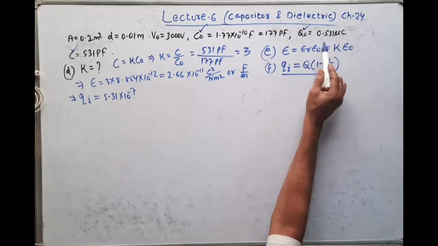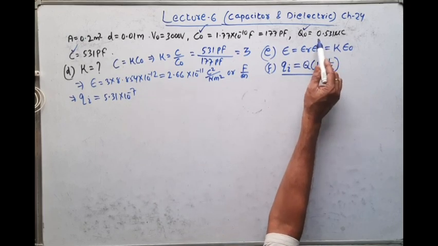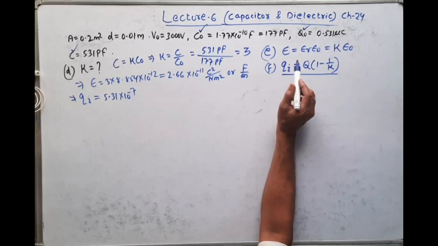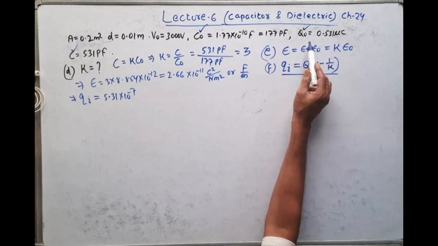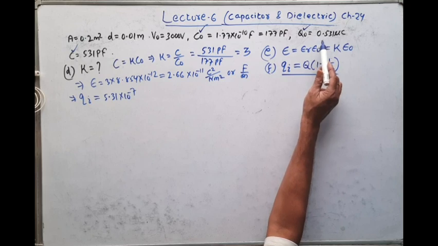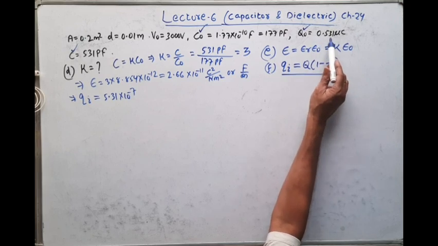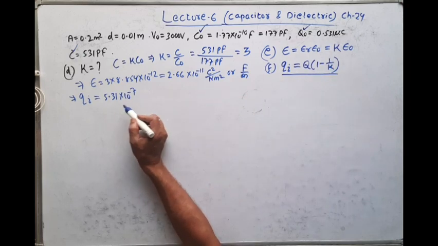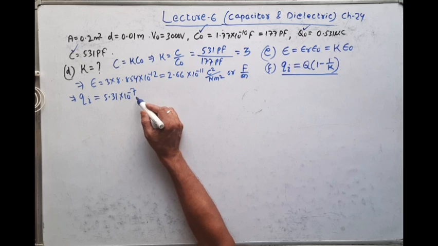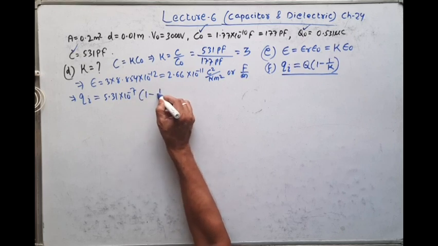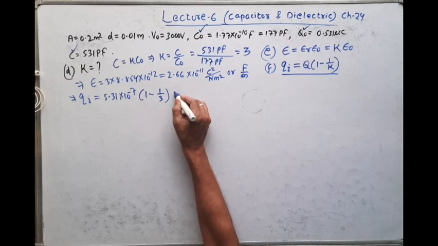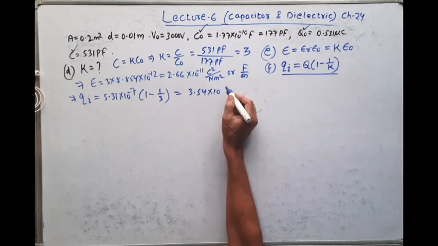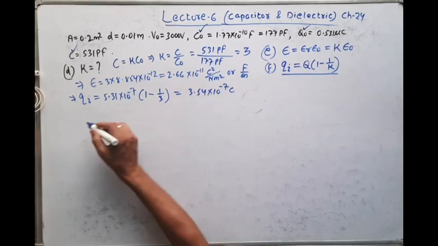Charge remains constant. When you disconnect the supply, charge will not get a path to discharge. So initially whatever charge is there, after introducing the dielectric, the same charge will persist. That is 0.531 microcoulomb, or 5.31 into 10 to the power minus 7, into 1 minus 1 by K. K is equal to 3. I think it will come to 3.54 into 10 to the power minus 7 coulomb.